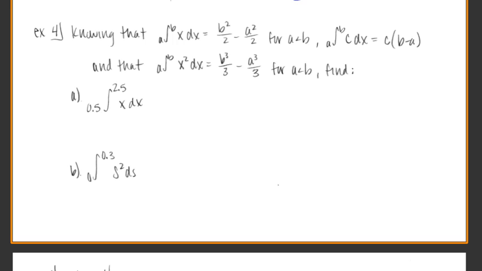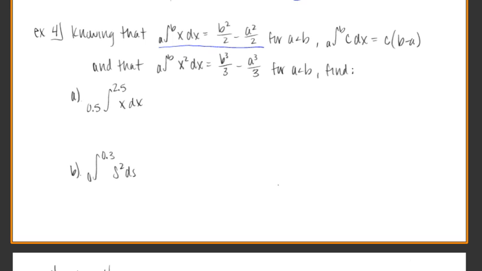Number 4. Knowing the integral from a to b of x is b squared over 2 minus a squared over 2 for a less than b, and the same kind of information for the next two, we want to find the following: the integral from 0.5 to 2.5 of x dx and from 0 to 0.3 of s squared ds. For part A, it looks like we're going to use this first rule right here.